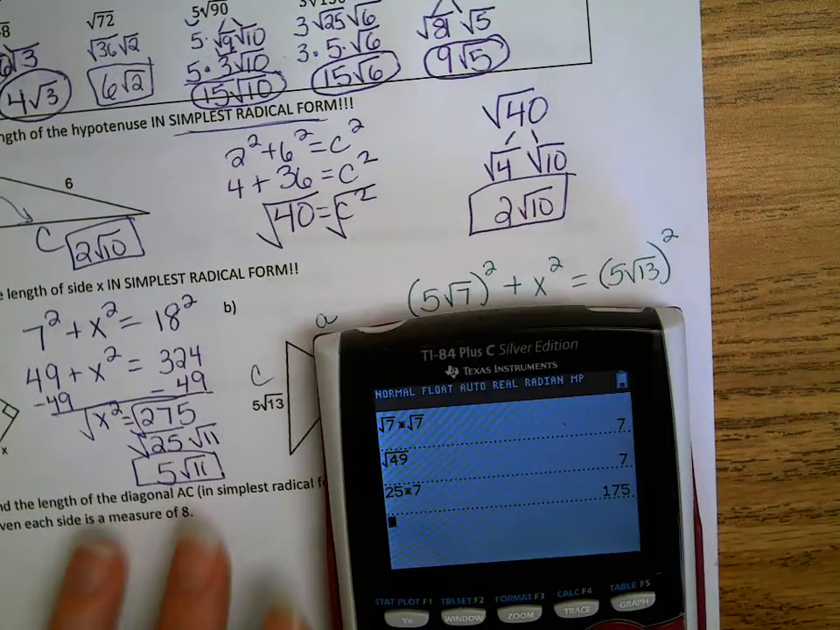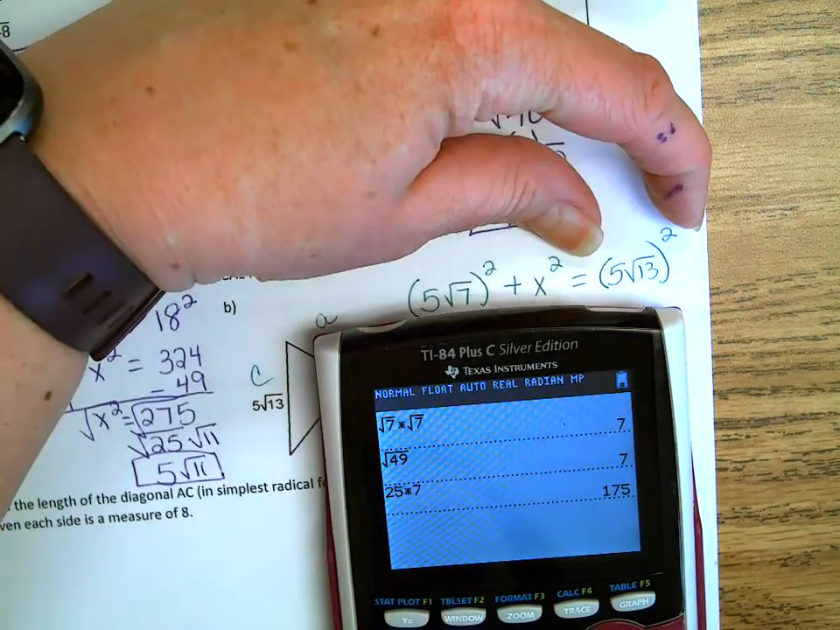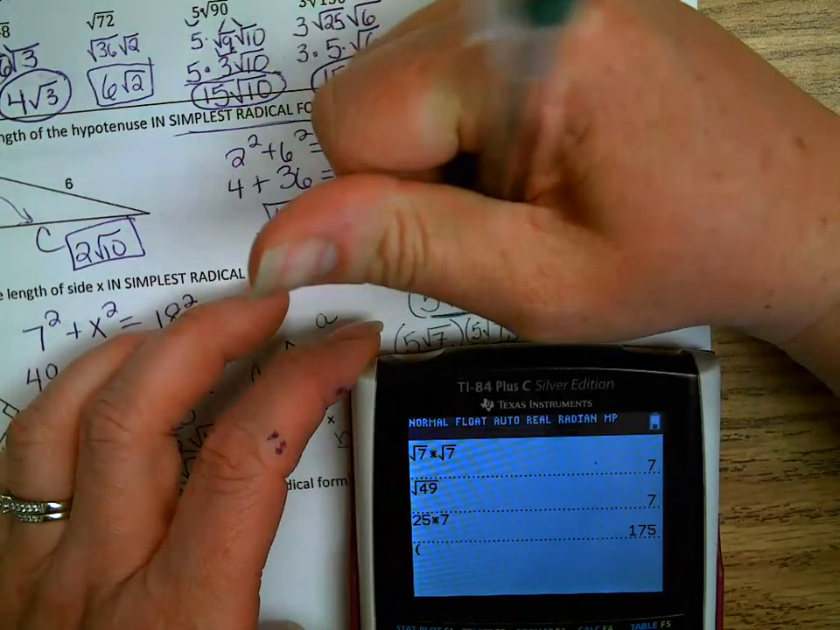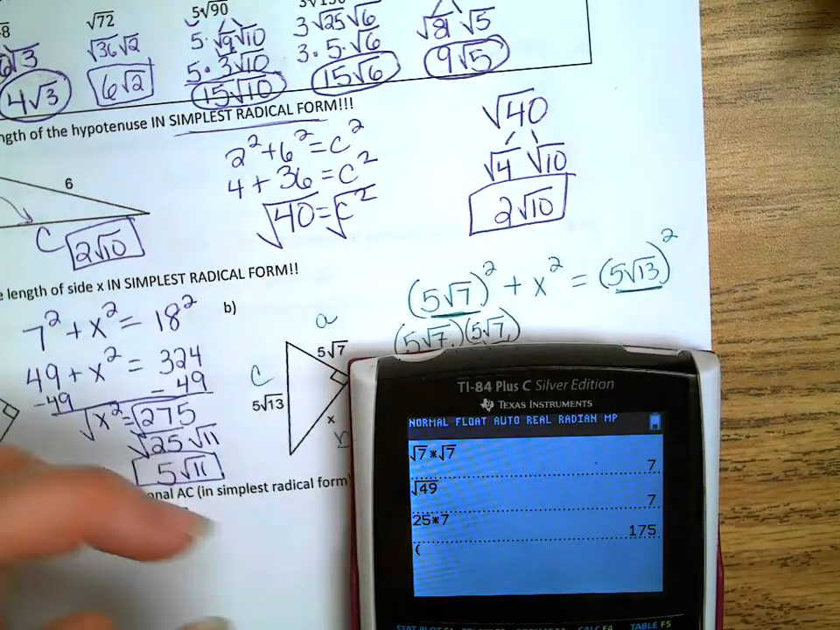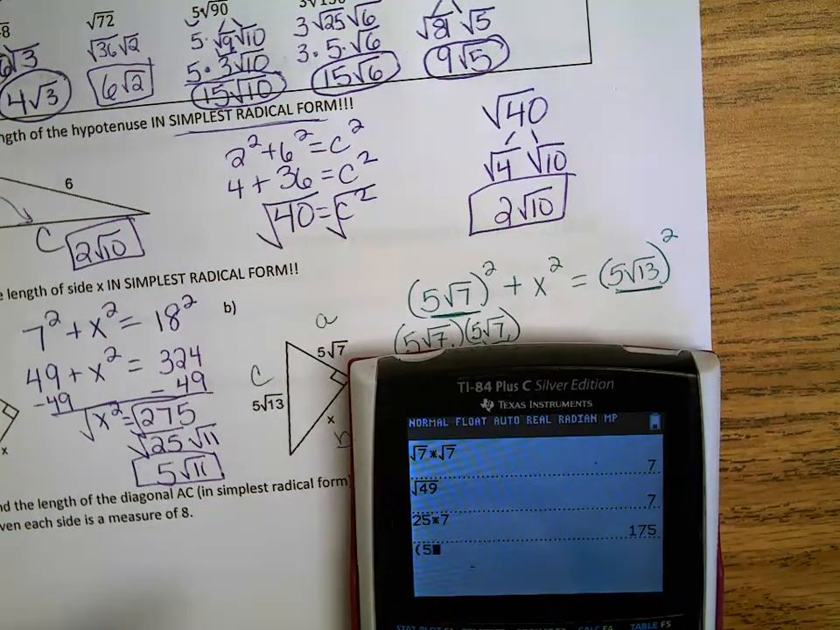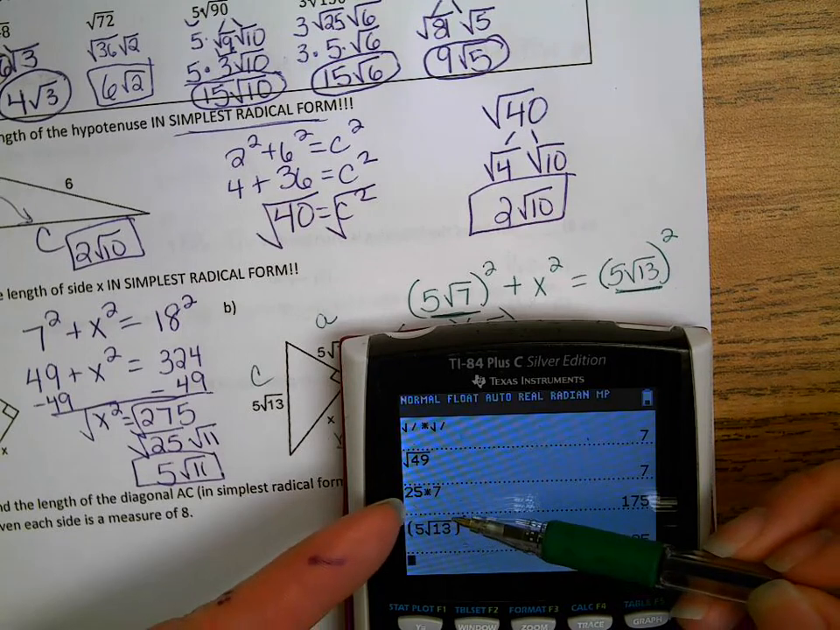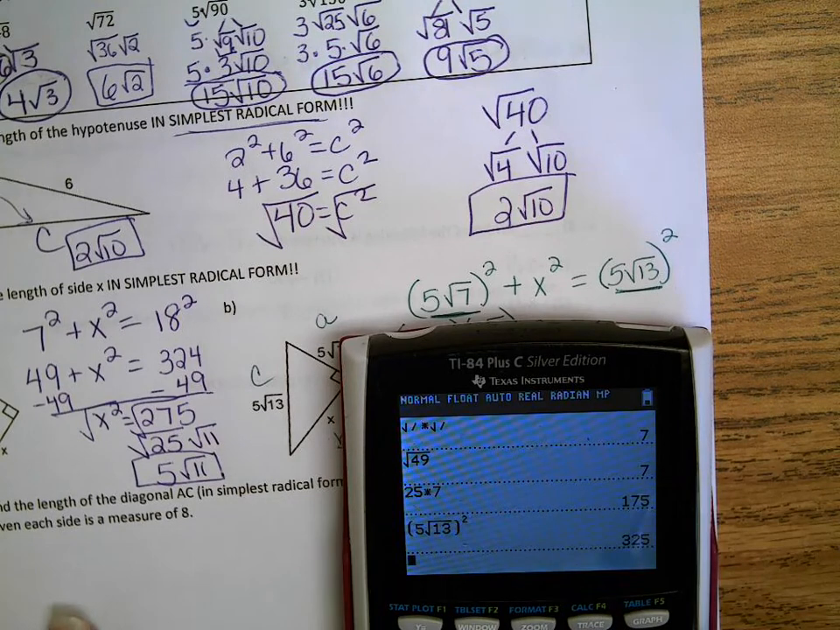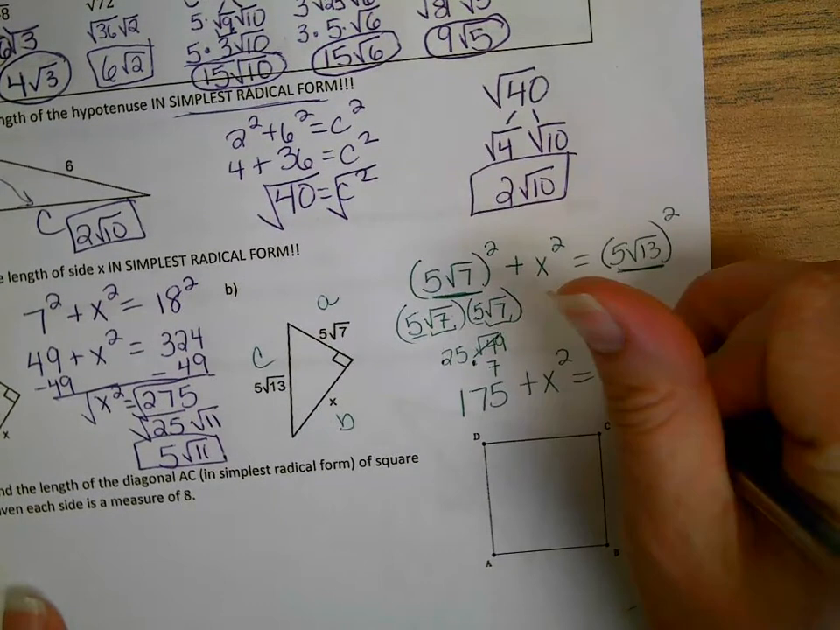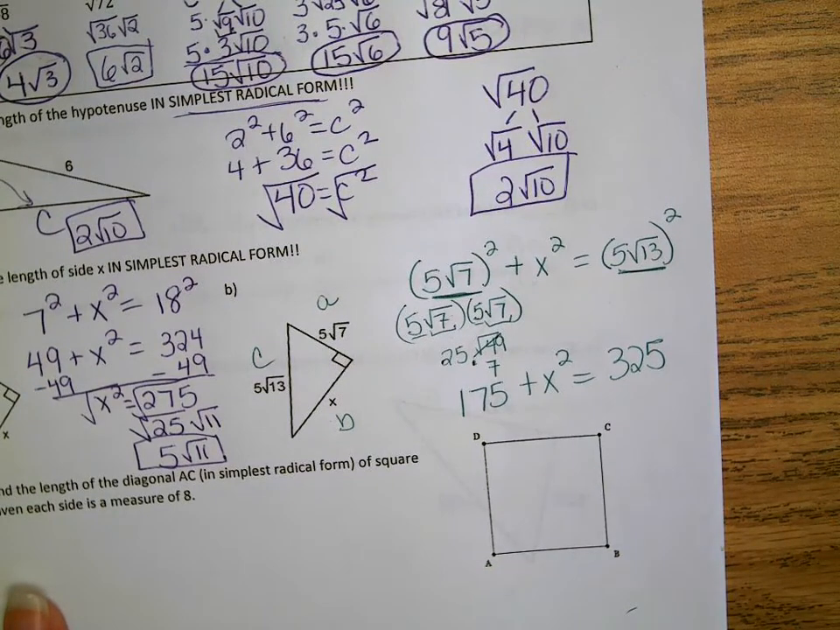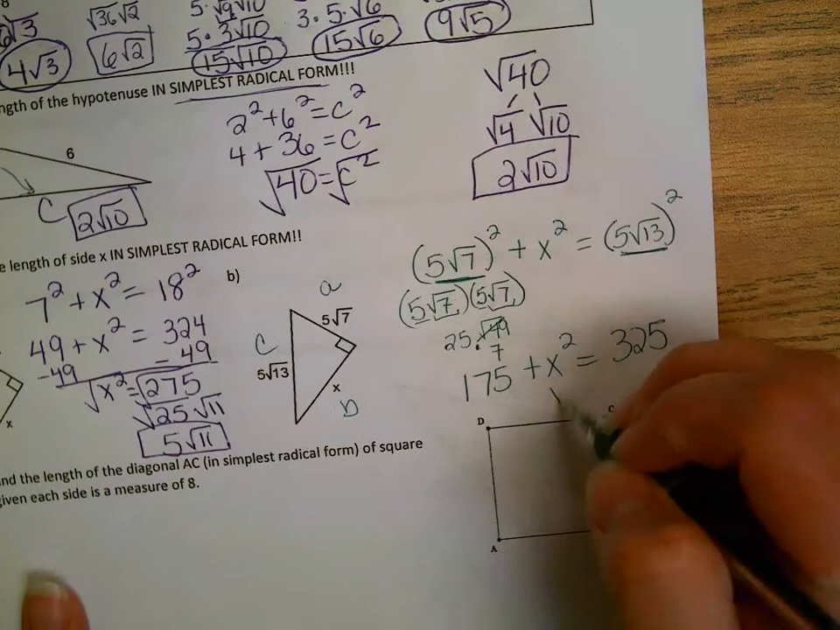Now, quick calculator version to find the equivalent to this side here: use those parentheses. As I subbed into the Pythagorean theorem, notice I put 5 square root of 7 and 5 square root of 13 in those parentheses as I went. So 5 square root of 13 squared is going to be 25 times 13, which is 325. Again, I put the 5 radical 13 inside the parentheses and squared it. So here we equal 325. To get x squared alone, 325 minus 175 gives us 150.